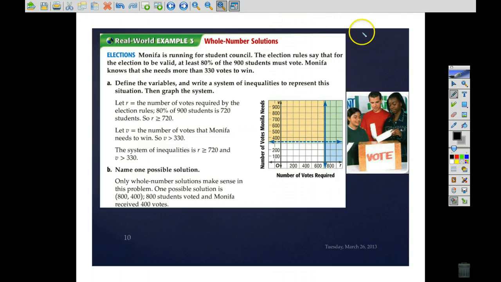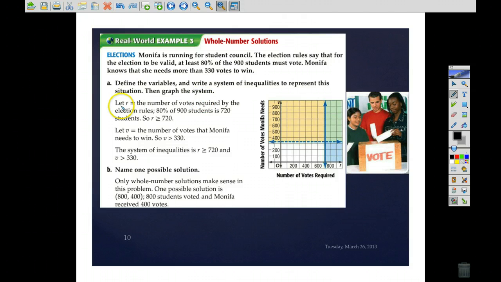All right, here is a real world example 3. Whole number solutions. Elections. Monifa is running for student council. The election rules say that for the elections to be valid, at least 80% of its 900 students must vote. Monifa knows that she needs more than 330 votes to win. Okay. Define a variable, write a system of inequalities to represent the situation, then graph the system.